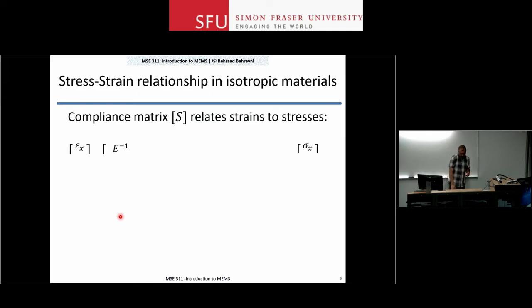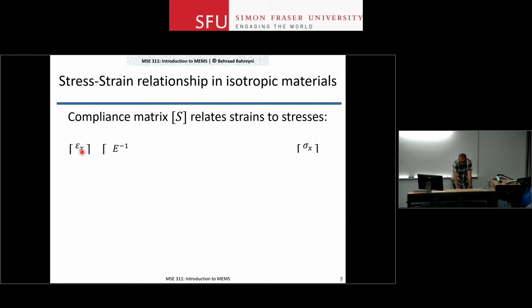Now, if I want to look at the stress-strain relationship in a more general way, I want to have a matrix that describes the relationship between all my stress components and strain components with each other, normal and shear included. I can build this matrix. The compliance matrix, whose symbol is S, is given by this.